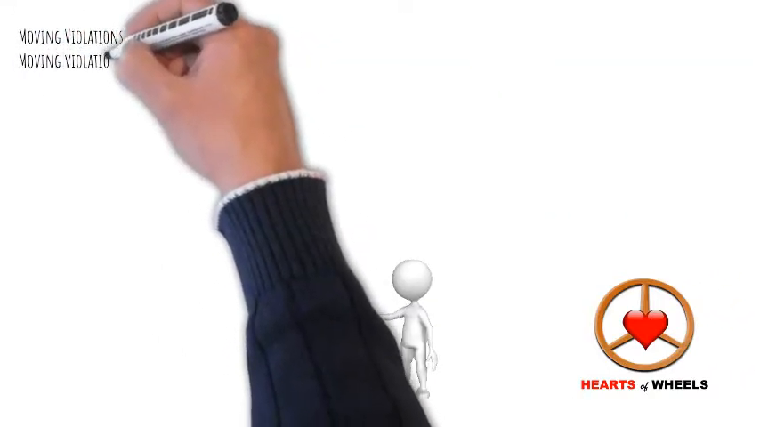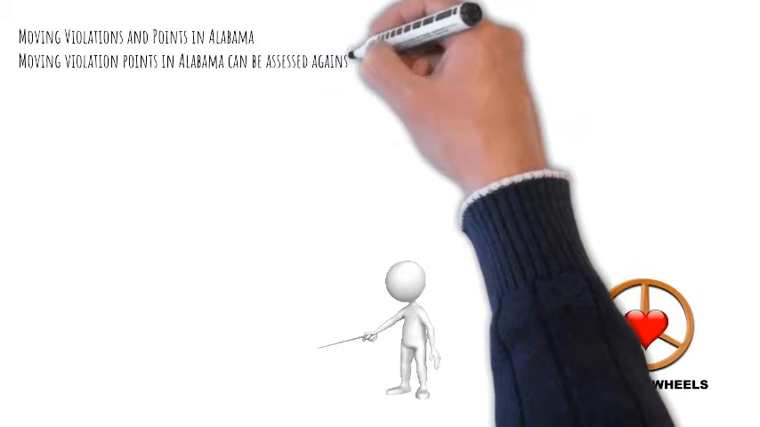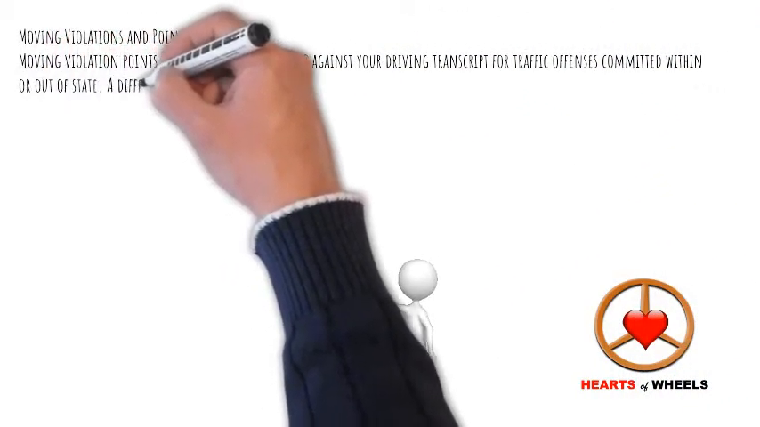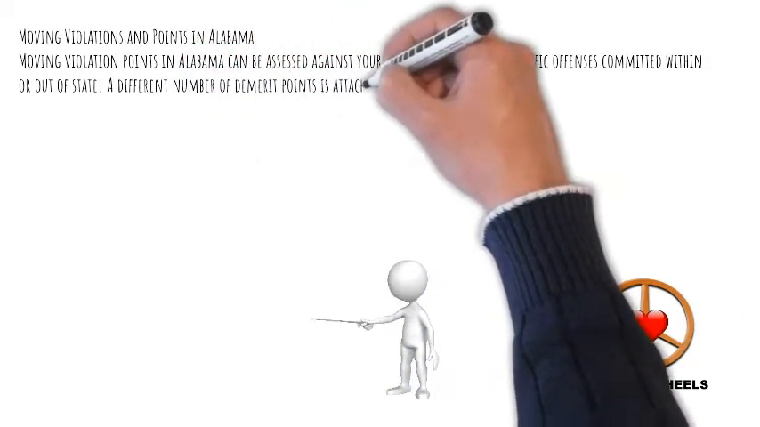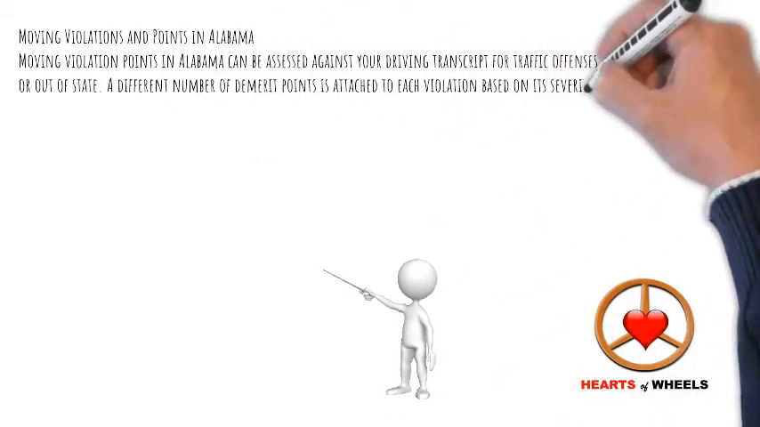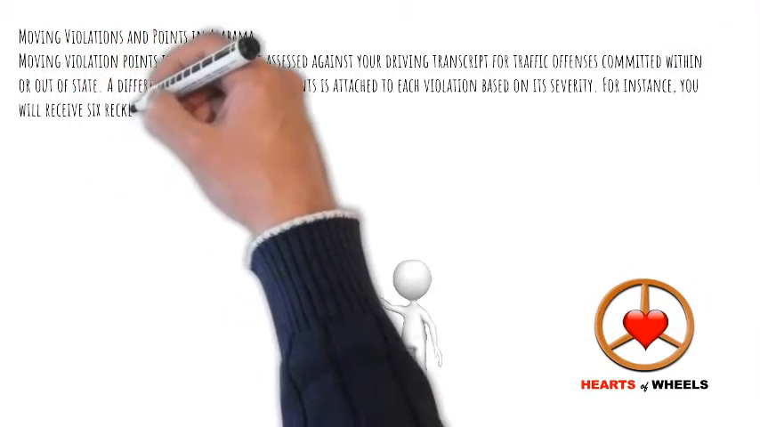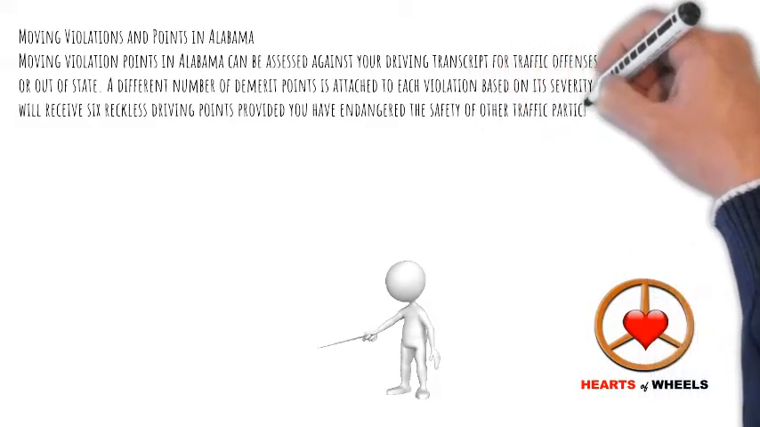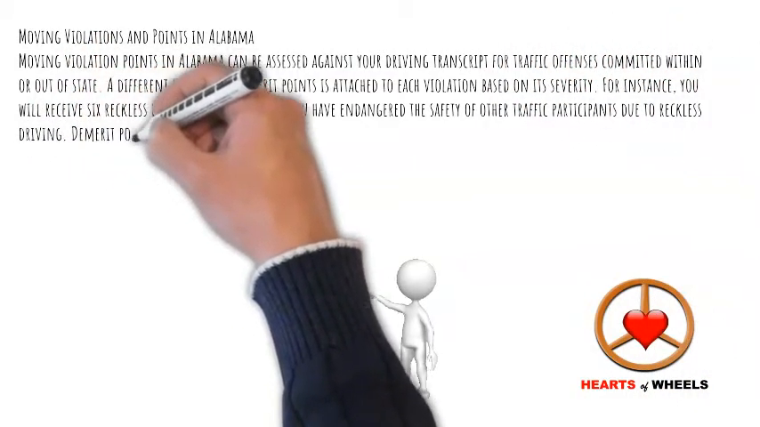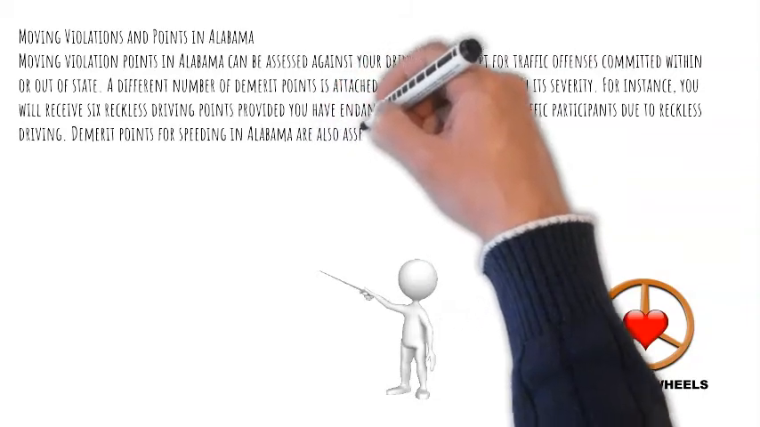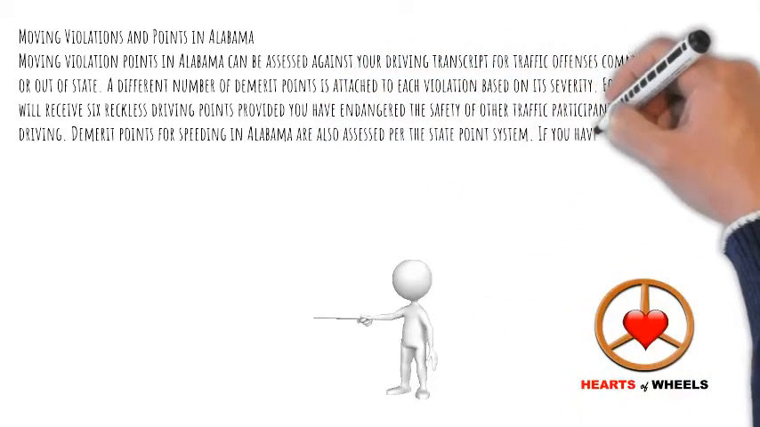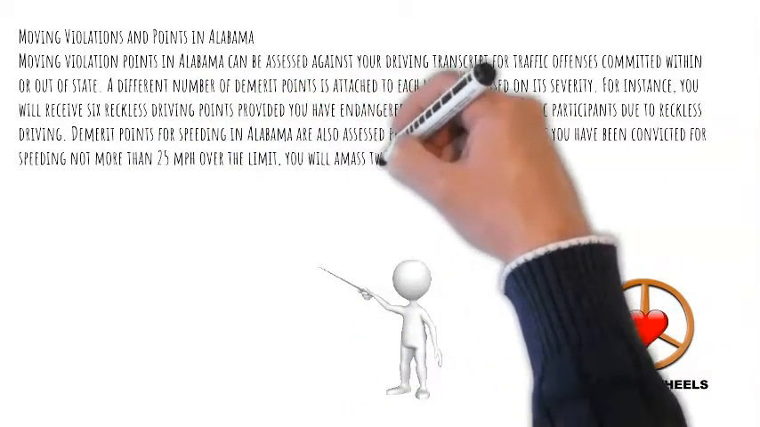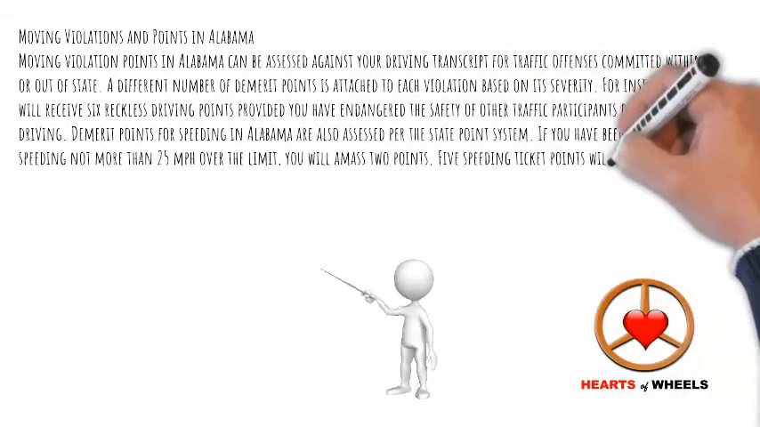Moving violation points in Alabama can be assessed against your driving transcript for traffic offenses committed within or out of state. A different number of demerit points is attached to each violation based on its severity. For instance, you will receive 6 reckless driving points provided you have endangered the safety of other traffic participants due to reckless driving. Demerit points for speeding in Alabama are also assessed per the state point system. If you have been convicted for speeding not more than 25 miles per hour over the limit, you will amass 2 points. 5 speeding ticket points will be calculated for operating 26 or more miles per hour over the speed limit.